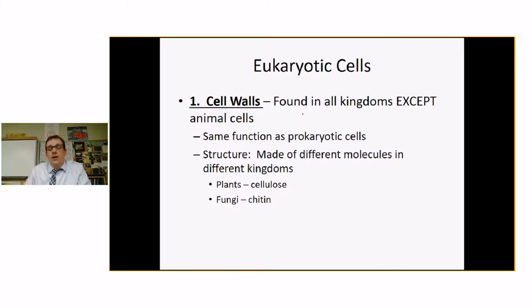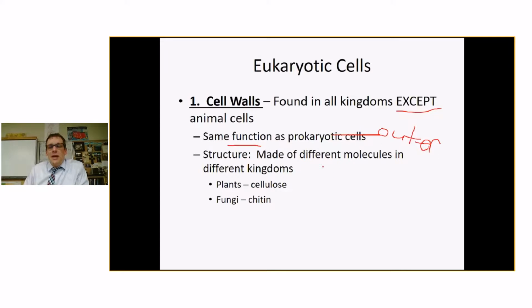So the cell wall is very similar to prokaryotic cells. It is, as we talked about yesterday, found in every kingdom except for animals. So the other eukaryotic kingdoms, plants, fungi, and protists, all have cell walls. It has the same function as in prokaryotes, right? The idea here is that this provides structure, framework, and support for the cells. Just like in other cells, this is the outermost layer. Okay, so it's the very outside of the cell.